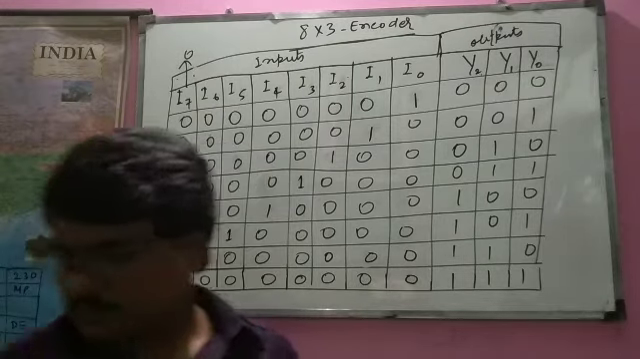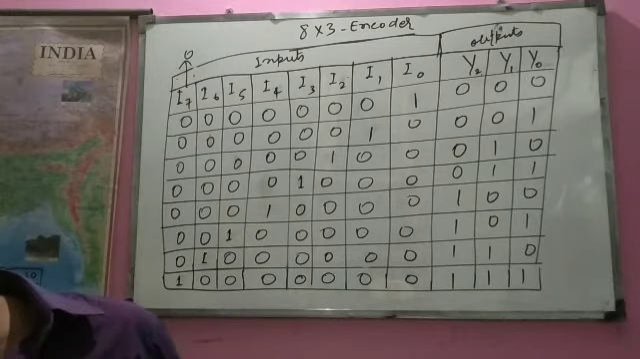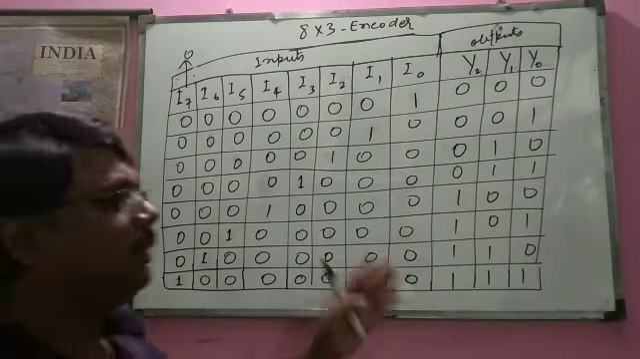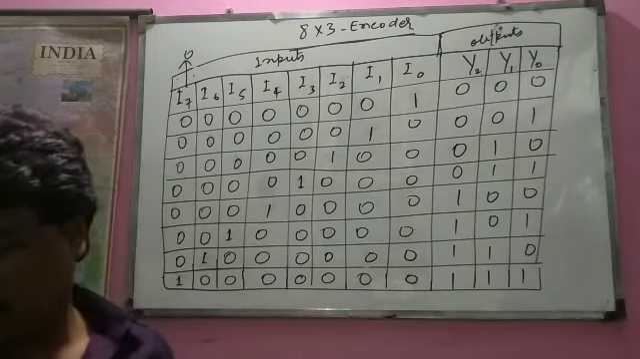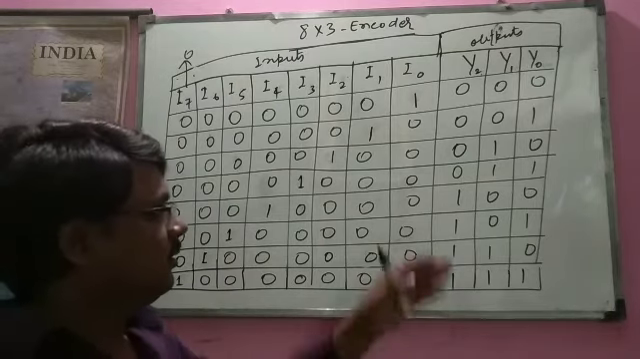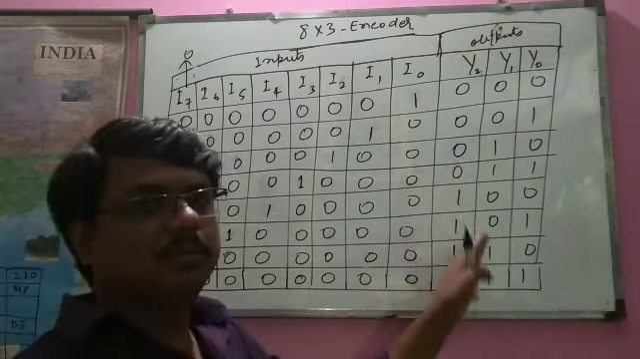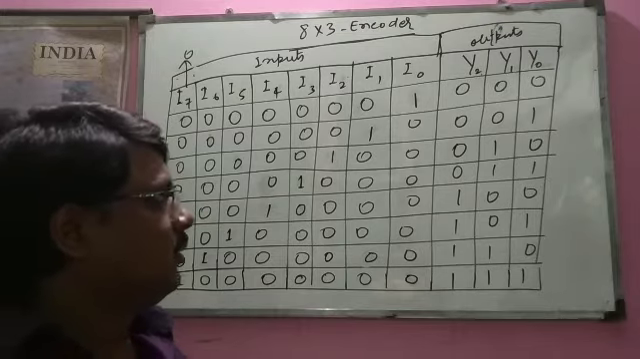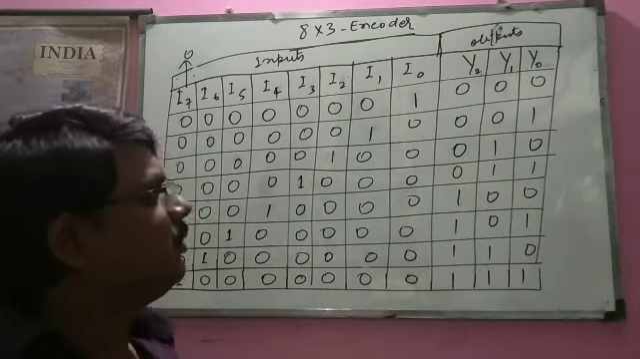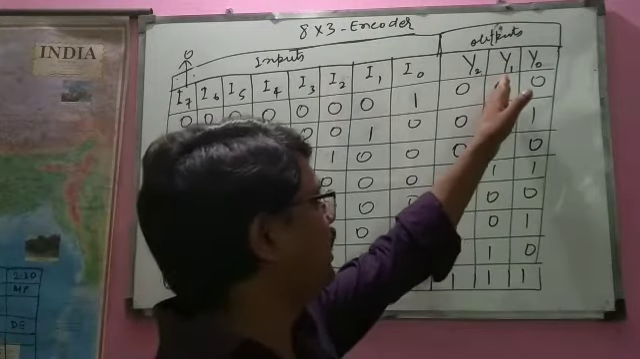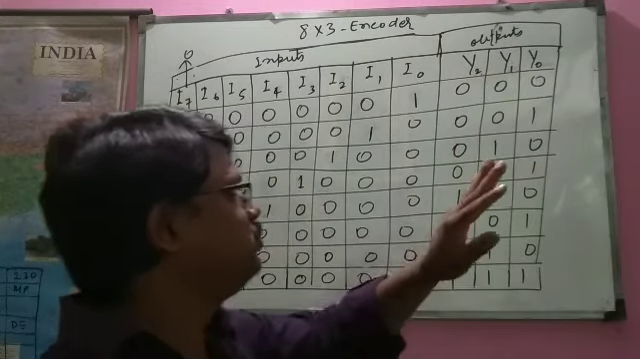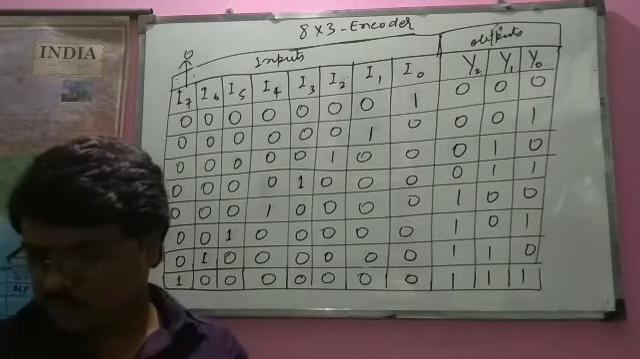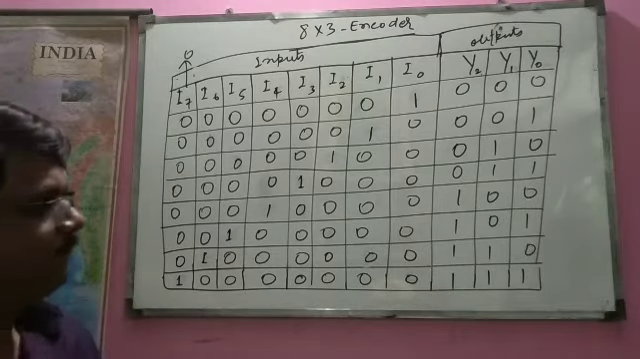Now we have completed the truth table, and by the help of the truth table and all these things, we can calculate Y0, Y1 and Y2 in terms of I0, I1 and I3, I7. So what will be the value?